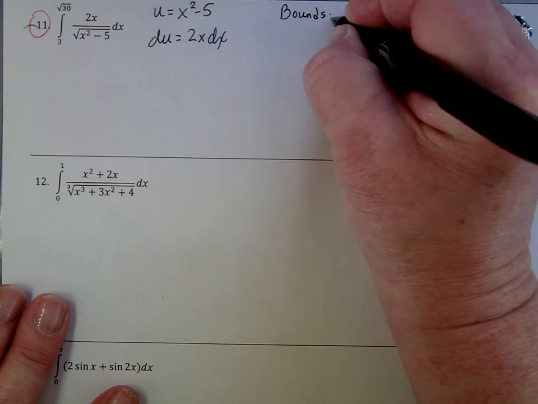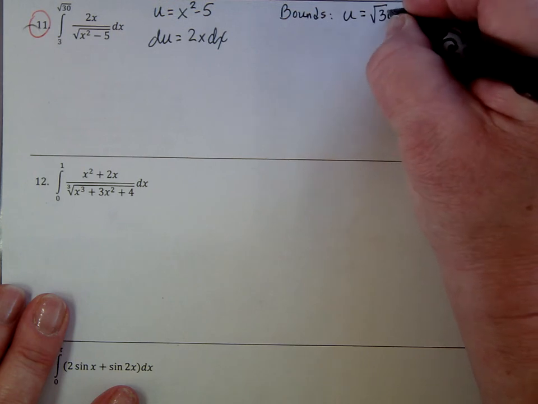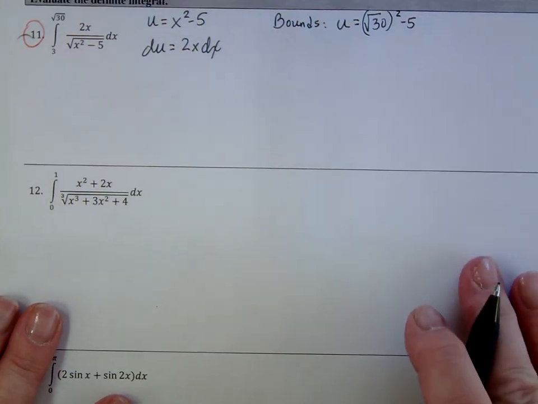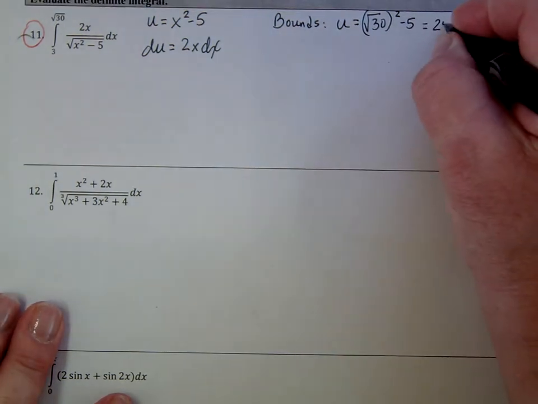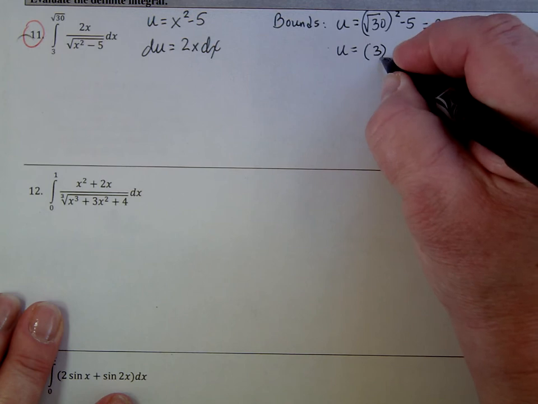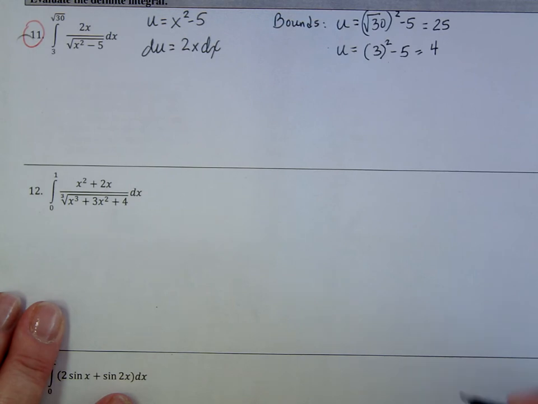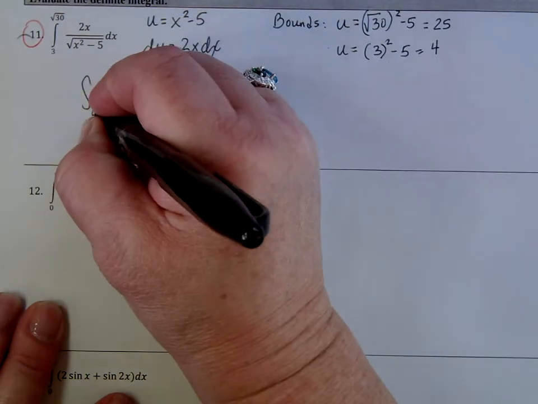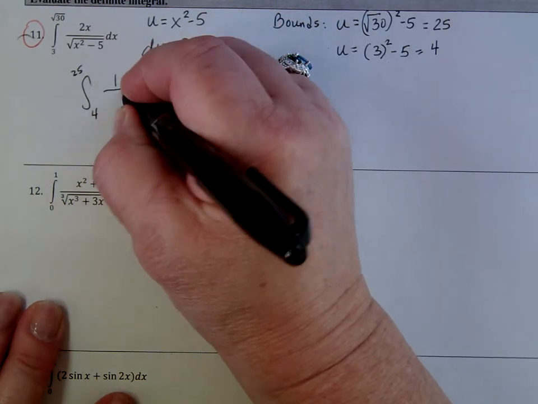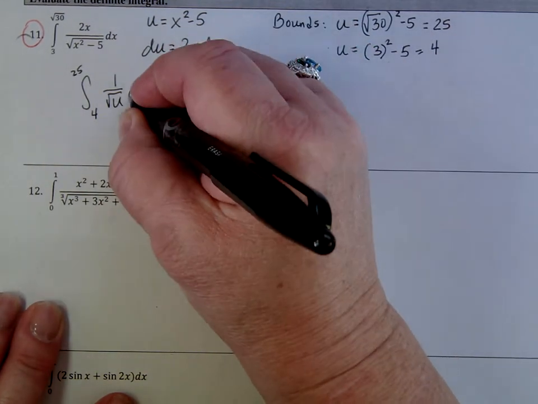My bound is u equals x squared minus 5, with the square root of 30, my upper bound, squared, minus 5. Squaring that square root gets rid of the root, so it's really just 30 minus 5, or 25. And my lower bound, if I put a 3 in there, is going to be 3 squared minus 5. That's 9 minus 5, or 4. So there's your new bounds. And we're going to put our integral together, going from 4 to 25. And I end up with a 1 over the square root of u. That's it. And then I have my 2x dx is my du.